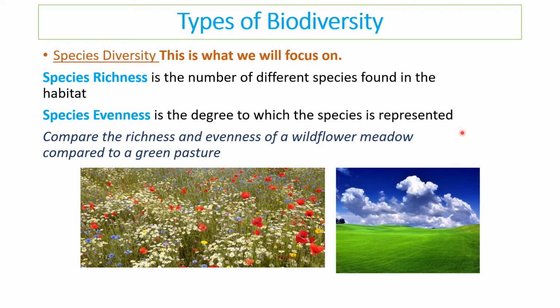So in this picture here, even if there were 10 species in both of these pictures, you can tell that this one has got the higher species evenness, because you can see all the different species. This habitat is dominated by the grass species, and therefore it's got a low species evenness.